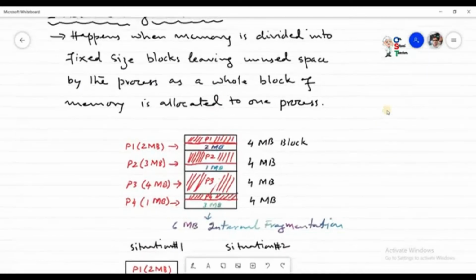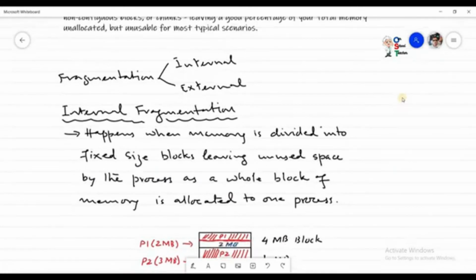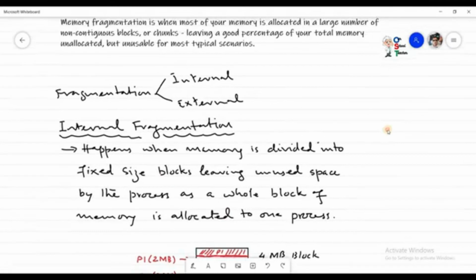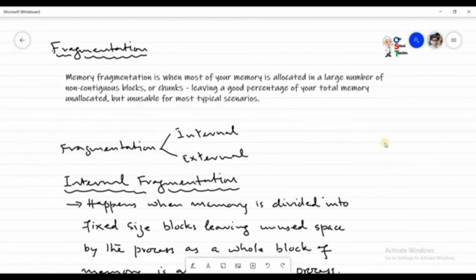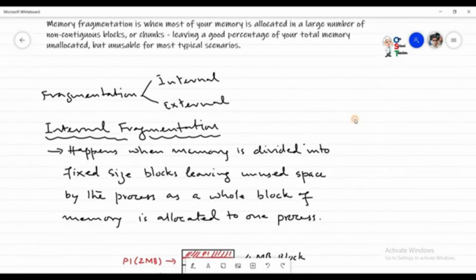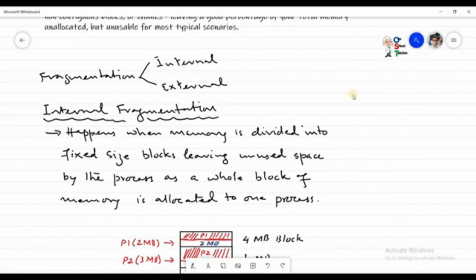Now we are going to see another concept of fragmentation. I have already discussed fragmentation. What is the meaning of fragmentation? Fragmentation is when most of your memory is allocated in a large number of non-contiguous blocks or chunks, leaving a good percentage of your total memory unallocated but unusable for most typical scenarios. Now we have to see different types of fragmentation. There are two types of fragmentation: internal and external.